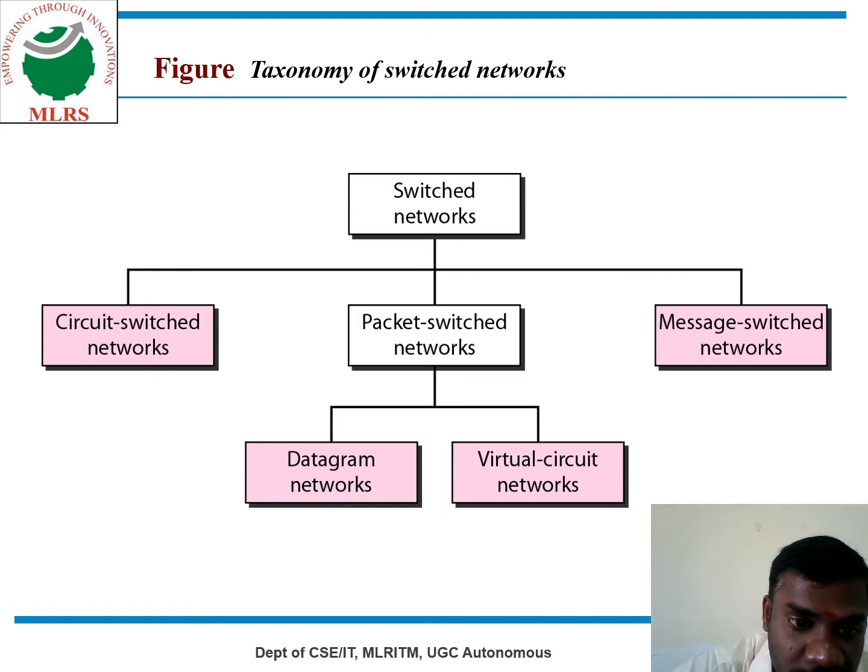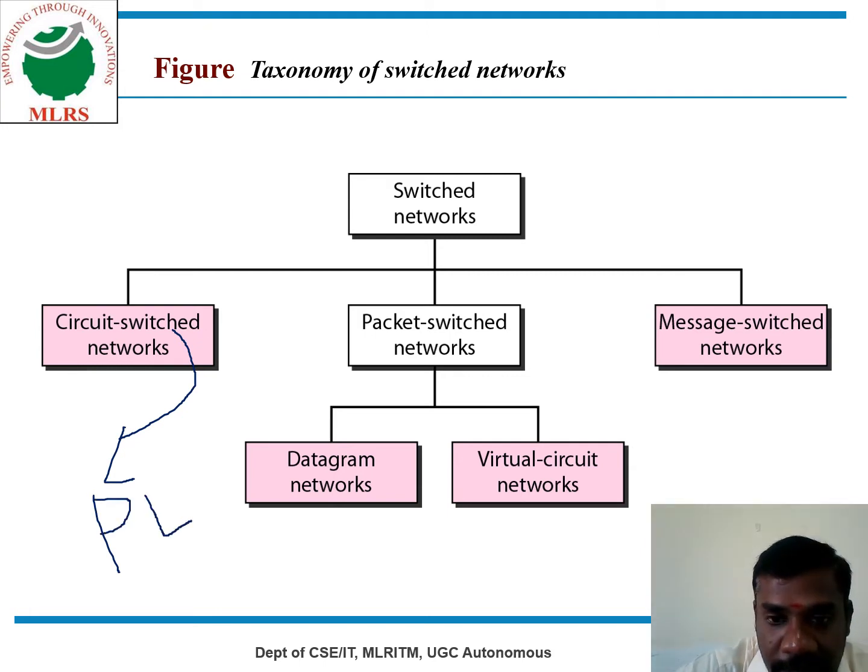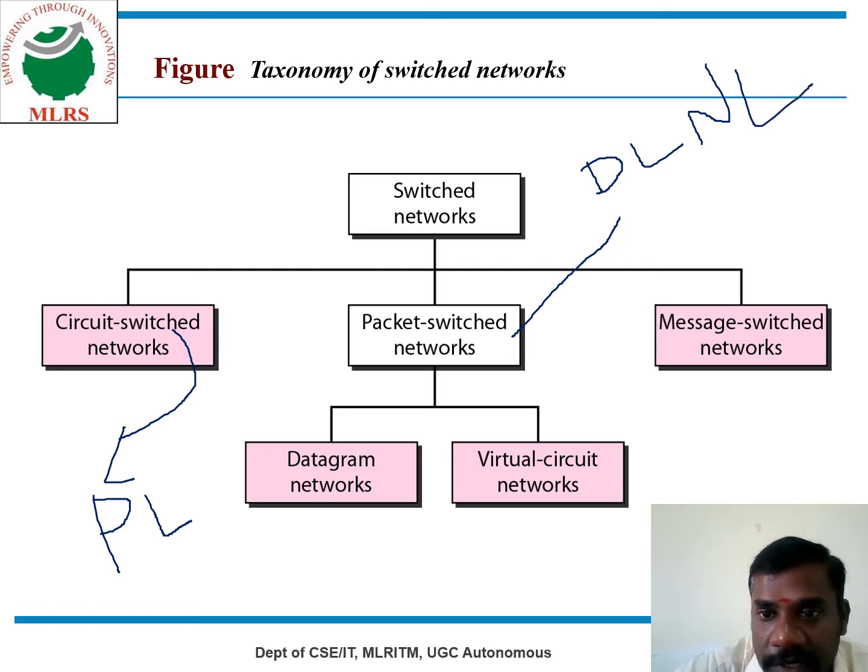These circuit switched networks work in the physical layer. These packet switched networks work in both the data link layer and the network layer, whereas these message switched networks work above the network layer. That means they may be able to work at the application layer.